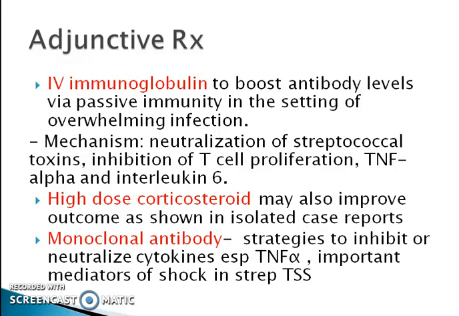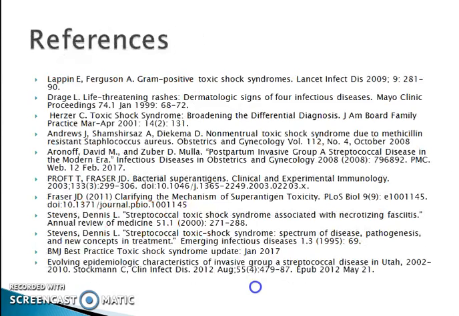For adjunctive therapy, IV immunoglobulin to boost antibody level via passive immunity is useful in the setting of overwhelming infection. The mechanism is to neutralize streptococcal toxin and inhibit T cell proliferation and the release of tumor necrosis factor alpha and interleukin 6. High-dose corticosteroid may also improve outcome, as shown in isolated case reports, and monoclonal antibody may become a strategy to inhibit or neutralize cytokines, especially tumor necrosis factor alpha, which is an important mediator of shock in streptococcal toxic shock syndrome.